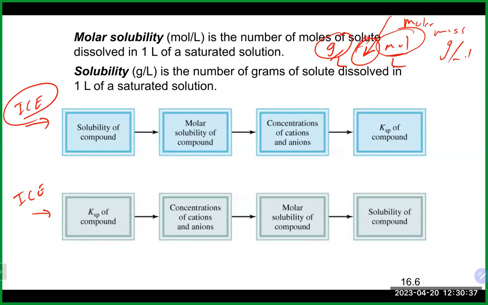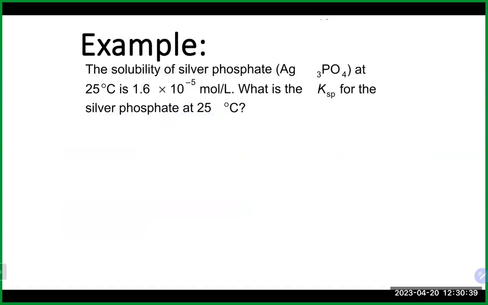All right, so let us talk about how to do this, and we'll go through this one here together so we can see how it works. We want to know, what is the solubility of silver phosphate at 25 degrees Celsius? I'm sorry, I could read that wrong. The solubility of silver phosphate at 25 degrees Celsius is 1.6 times 10 to the minus 5. What is the KSP of it?